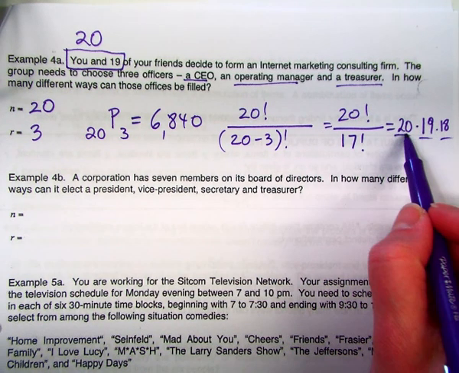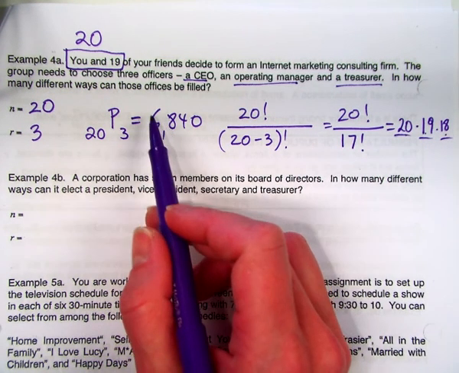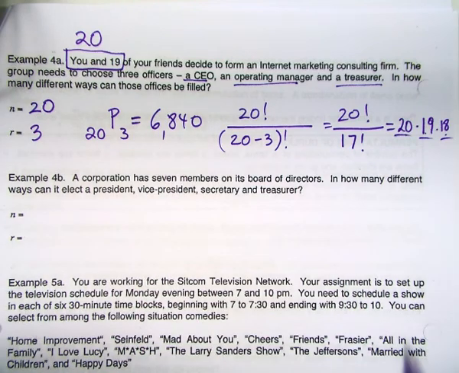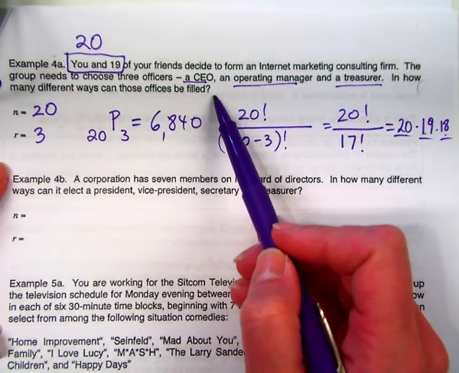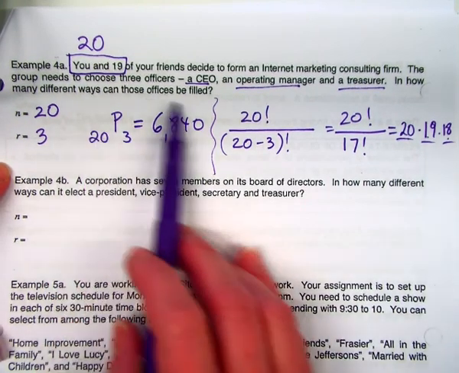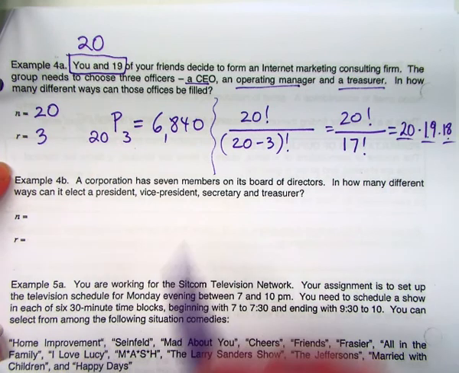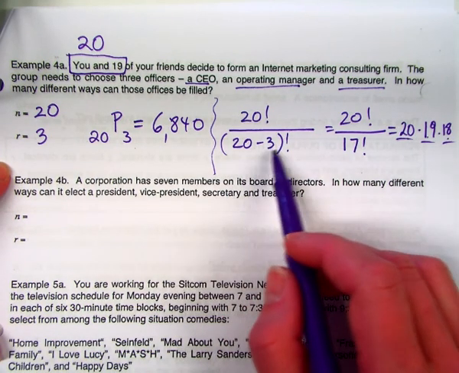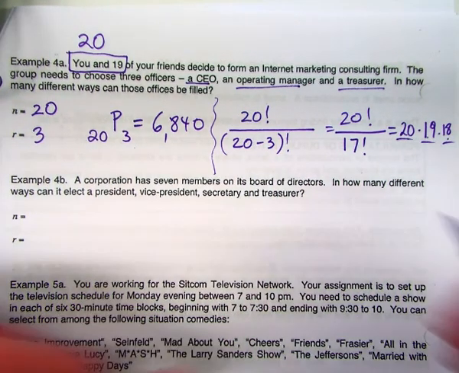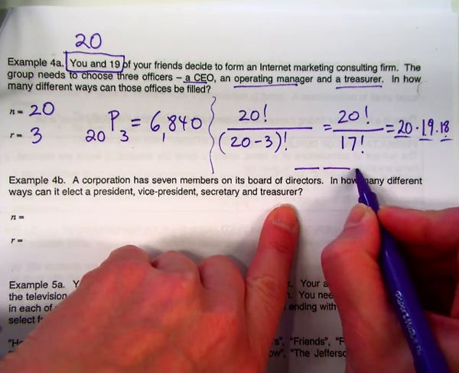So what's 20 times 19 times 18? It's the same thing. Technically, you guys have 2 ways to do this problem. You could just use your calculator with 20 P 3, or you can use the formula if you remember it. Or another way, like this is what we used to do in the beginning.